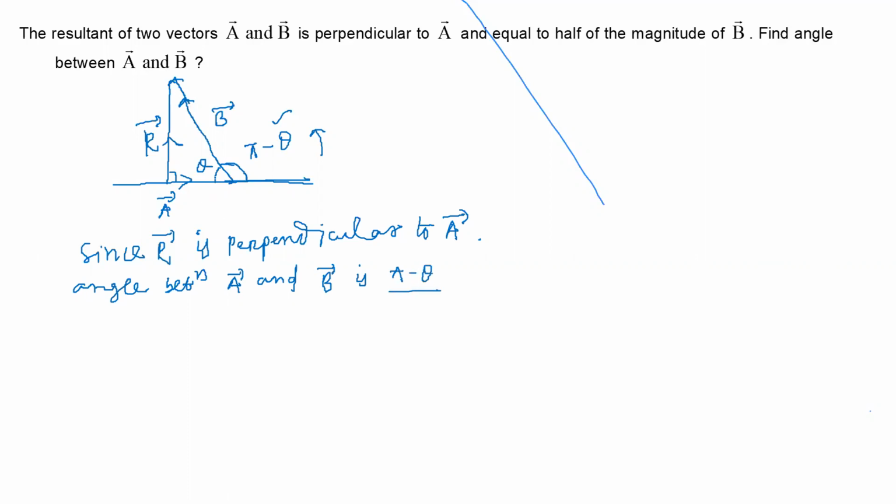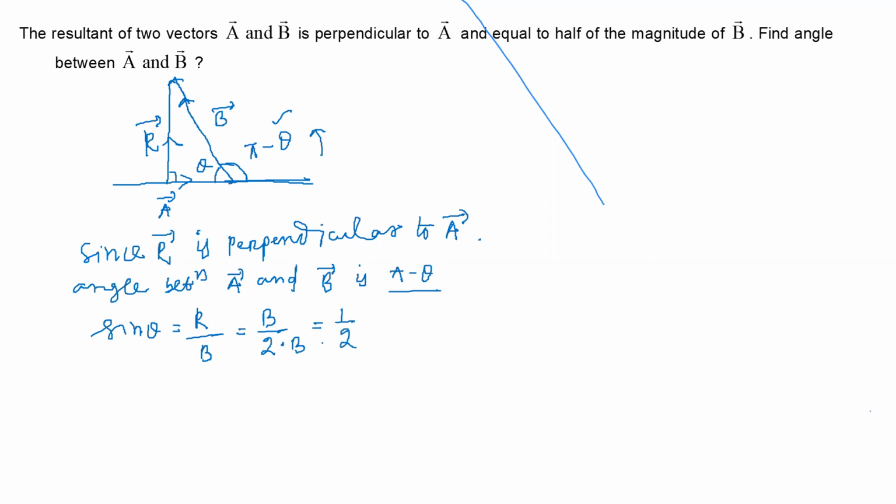And student, here you see, if this is theta, then sin theta is equal to how much? Sin theta is equal to P by H, so that is R by B. In the question, it is given that the resultant is equal to half of the magnitude of B. That means R is equal to B by 2. So B cancels, and sin theta is equal to 1 by 2.